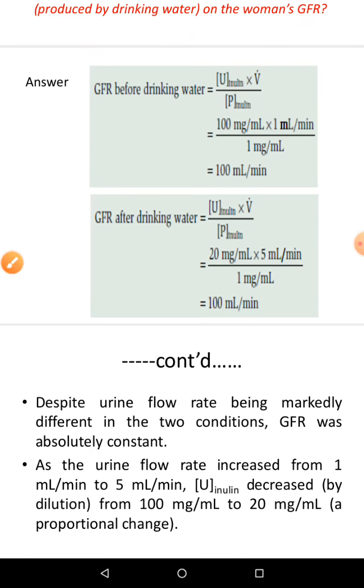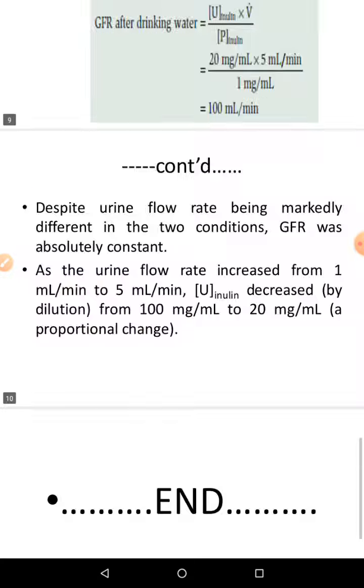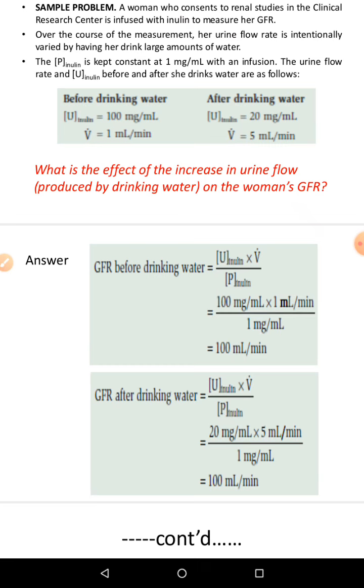So, despite urine flow rate being markedly different in the two conditions, GFR was what? Absolutely constant. So, as the urine flow rate increased from 1 mil per minute to 5 mils per minute, the inulin concentration decreased from 100 milligrams per ml to 20 milligrams per ml, a proportionate change. Okay, so to answer this question, what's the effect? There was no effect on the glomerular filtration rate in this woman.